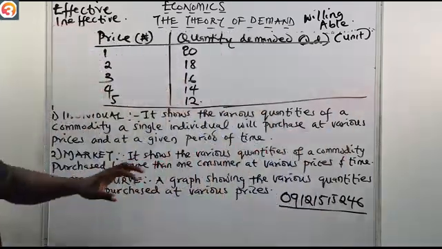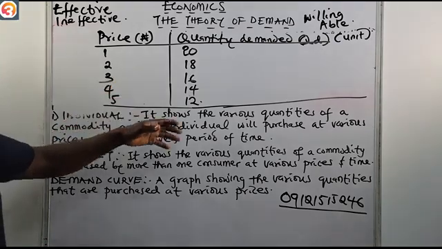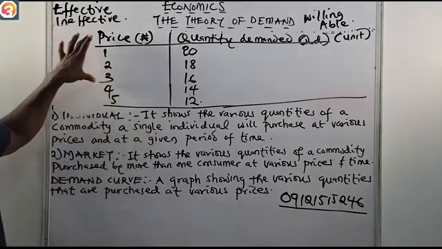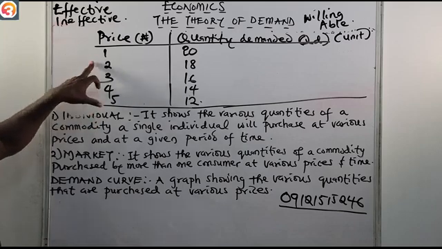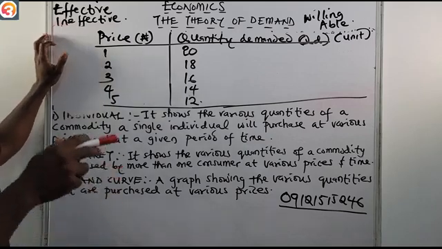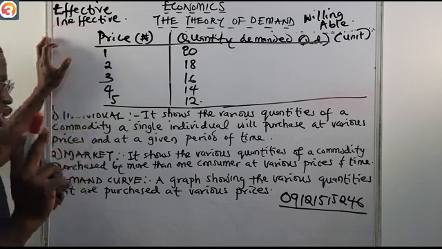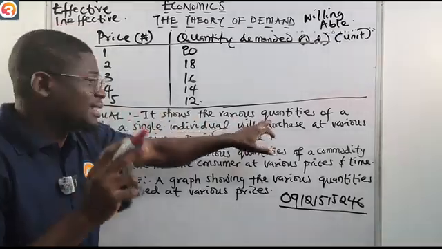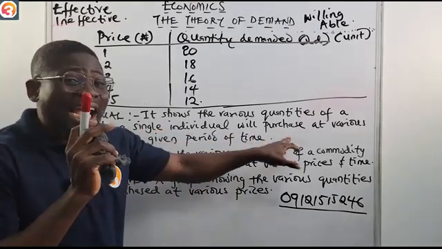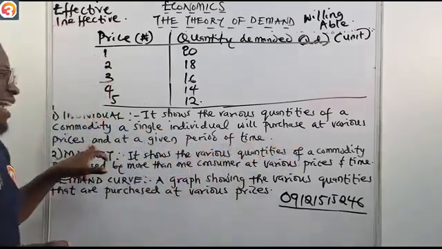You can see the quantity that the individual could purchase at the various prices: at 1 naira, at 2 naira, at 3 naira, at 4 naira, and 5 naira. This is what we call the individual demand schedule. It shows the various quantities of a commodity a single individual will purchase at various prices and at a given period of time.